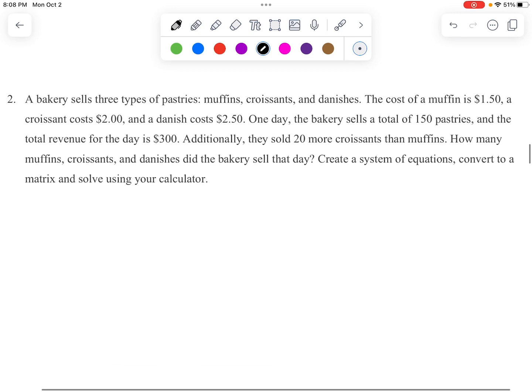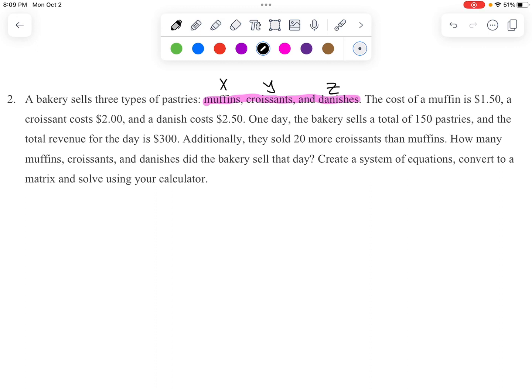Okay, so a bakery sells 3 types of pastries: muffins, croissants, and danishes. What do we think our 3 variables will be? Drum roll, please. It is X, Y, and Z for muffins, croissants, and danishes. The cost of a muffin is $1.50, a croissant costs $2, and a Danish costs $2.50. One day, the bakery sells a total of 150 pastries, and the total revenue for the day is $300. Additionally, they sold 20 more croissants than muffins. How many muffins, croissants, and danishes did the bakery sell that day? Create a system of equations, convert to a matrix, and solve using the calculator.